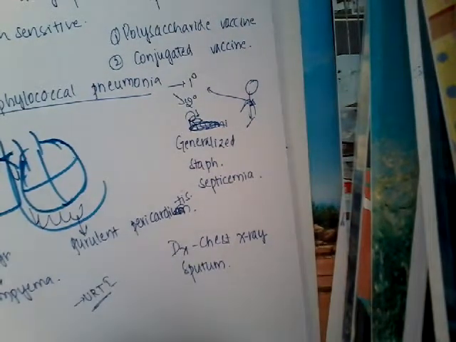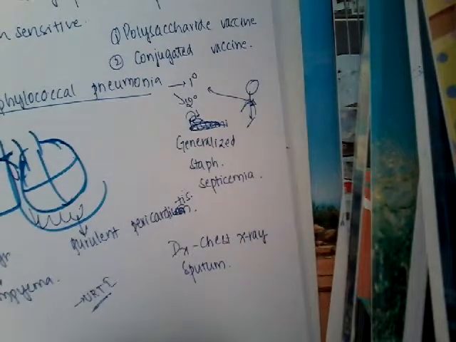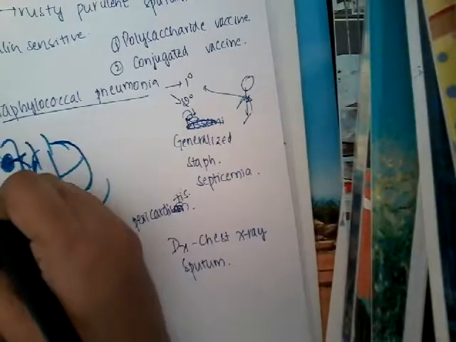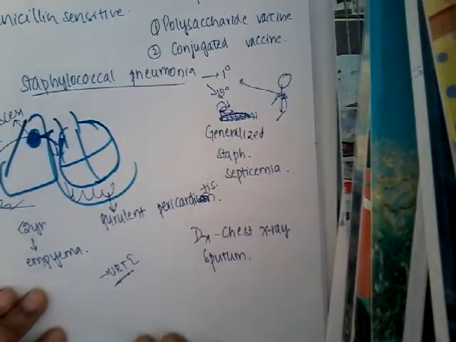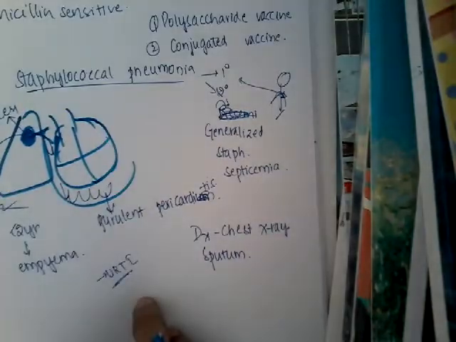It can cause purulent pericarditis. It can even rupture into the pleural cavity, leading to empyema and pleural effusion. So all these are the different complications of staphylococcal pneumonia.